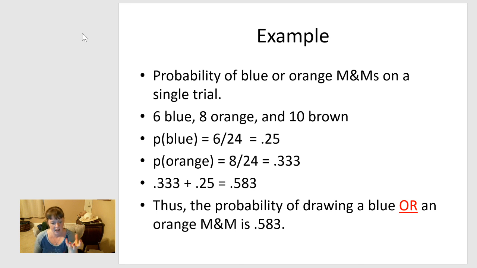Because pulling out a blue one excludes the idea that you could have pulled out an orange one on a single trial, a single try of pulling out an M&M from the bag. And because they're mutually exclusive, you can just add the probabilities together.